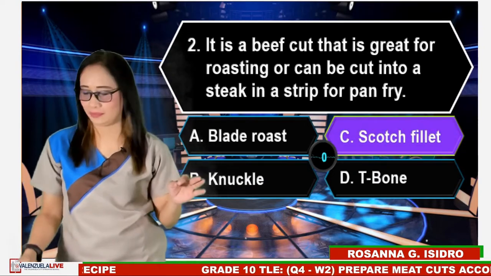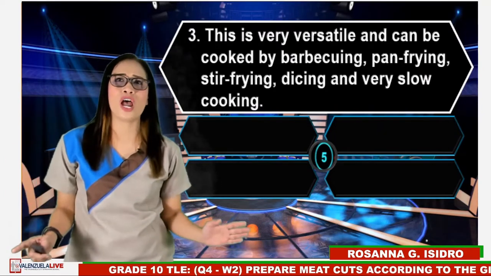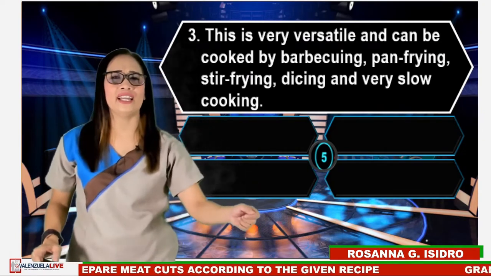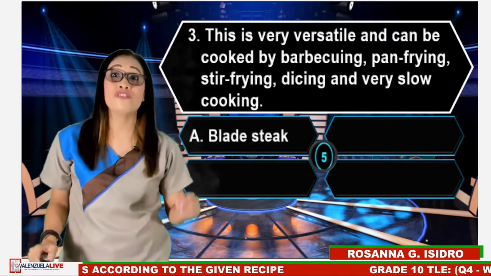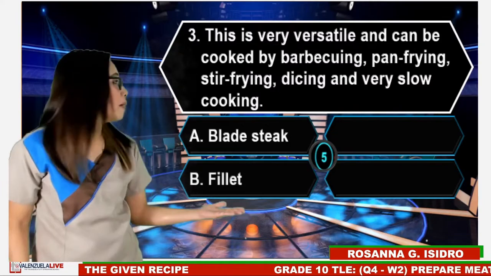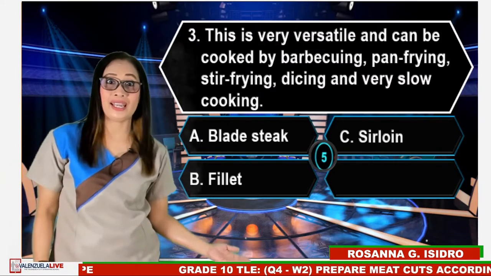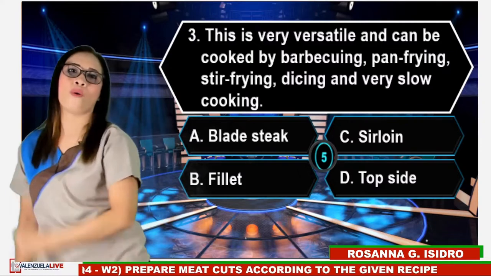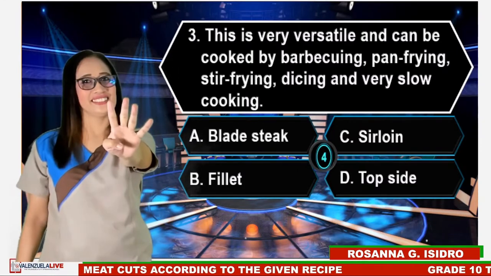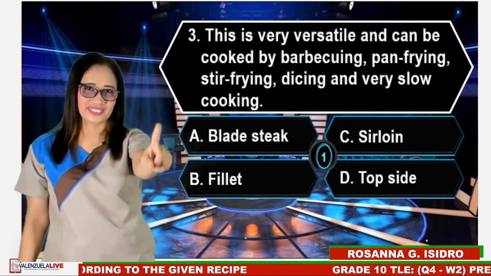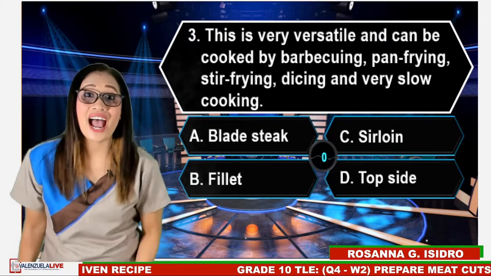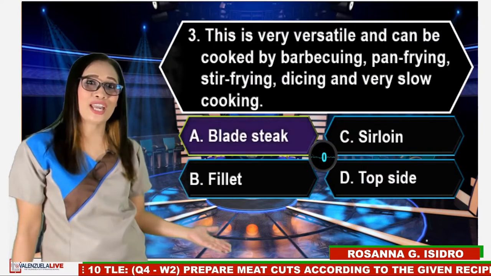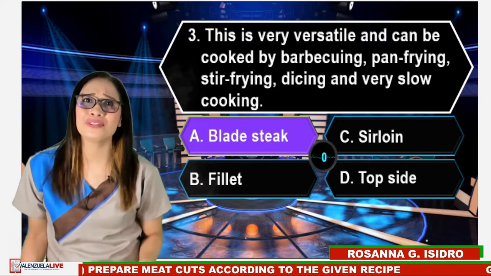Let's have number three. This is very versatile and can be cooked by barbecuing, pan frying, stir frying, dicing, and very slow cooking. It is letter A, blade steak. Letter B, fillet. Letter C, sirloin. Or letter D, top side. Your time starts now. All right. If your answer for number three is letter A, blade steak or roast, that's awesome.